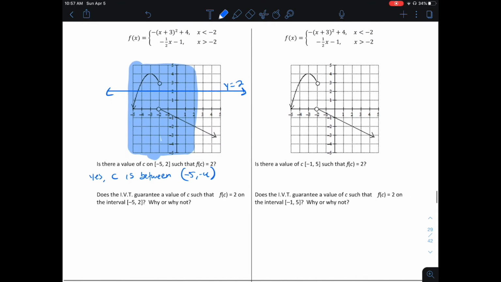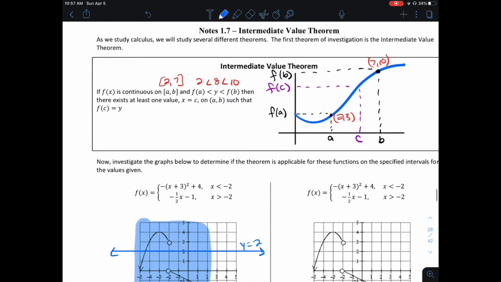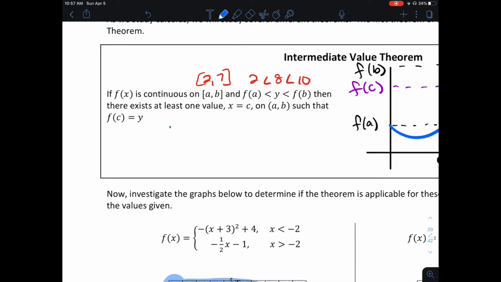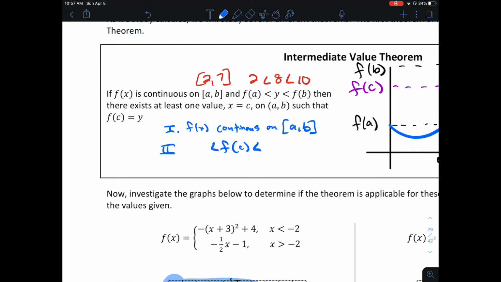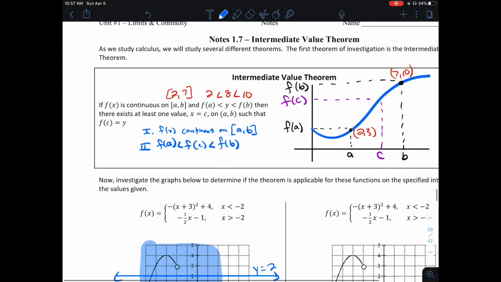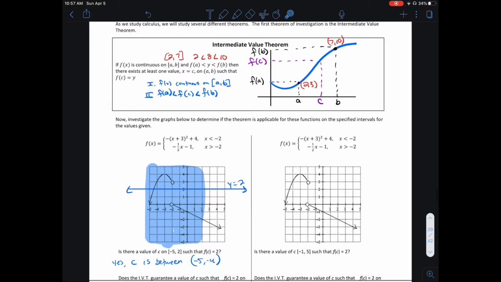All right, now we get a little bit deeper with the second question. Does the intermediate value theorem, so what we just learned, guarantee a value of c such that f of c equals 2 on the interval from -5 to 2? The answer is no. The reason it doesn't guarantee it, there's two parts that have to work for this. One, f of x has to be continuous on [a, b], inclusive. Two, f of c, the y value you're trying to find, has to be between the end values of your graph, where this is the highest and this is the lowest, and it's someplace between. So those are the two things we're looking for.